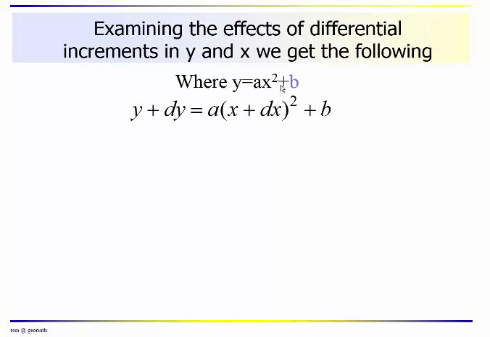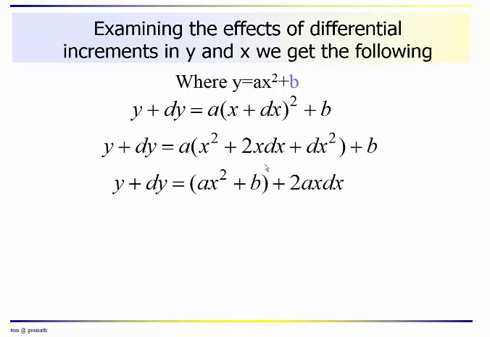So we'll just take a look at this in a little bit more detail, just expand on that idea. If we have y is equal to ax squared plus b, we have y plus dy. Just substitute x plus dx for x. That gives us a times x plus dx squared plus b. And we have y plus dy is just going to be equal to, carrying out this multiplication, a times x squared plus 2x dx plus dx squared, plus b.